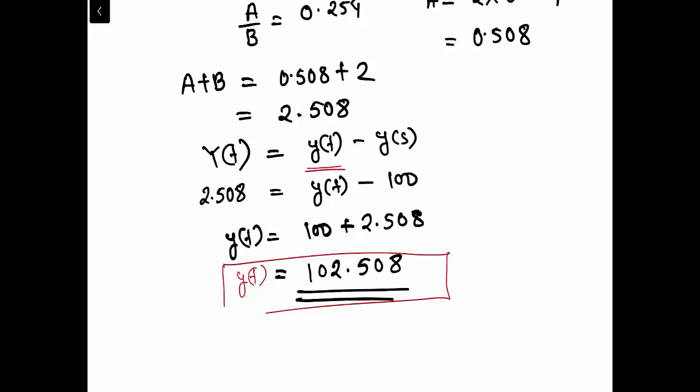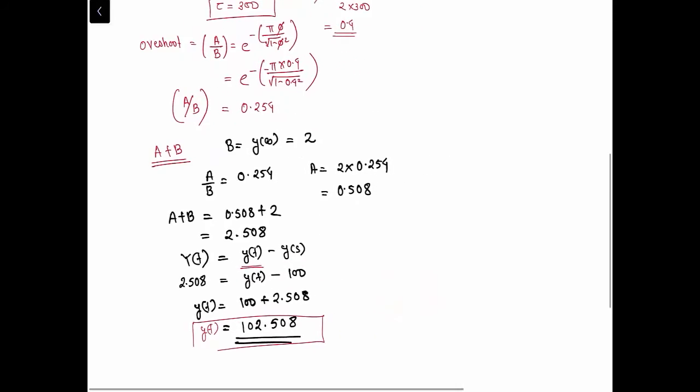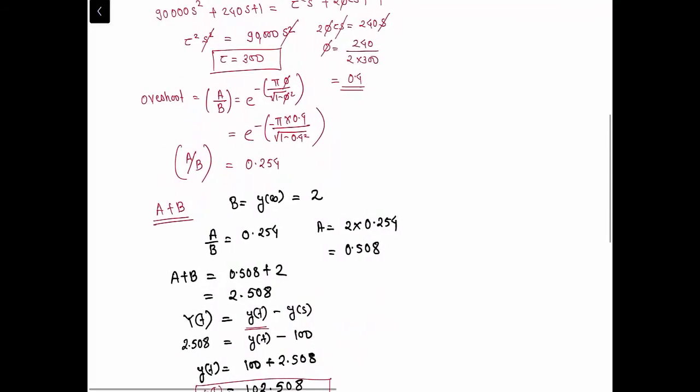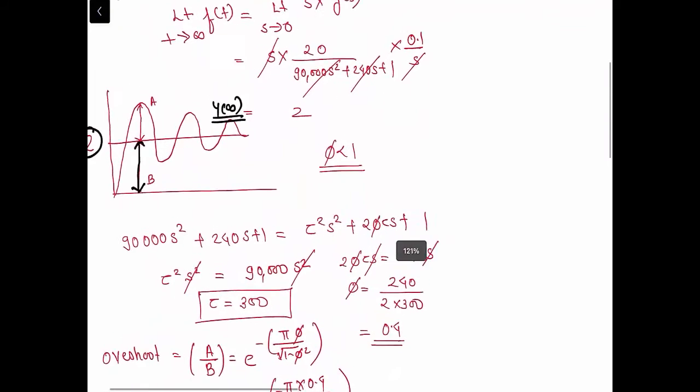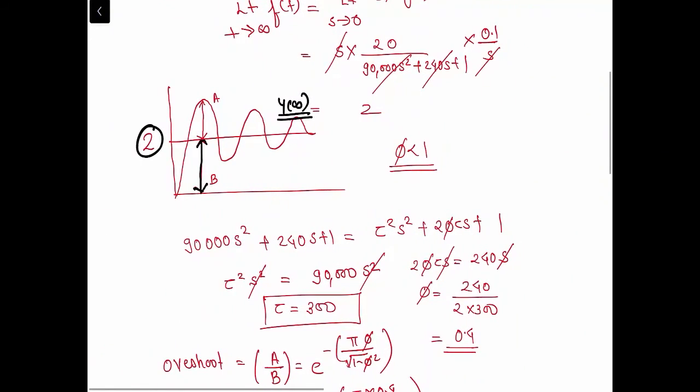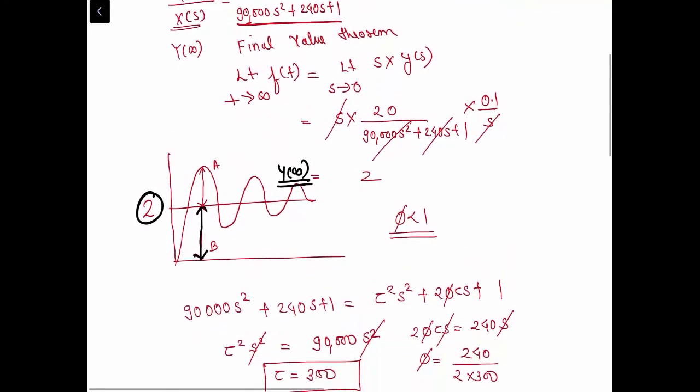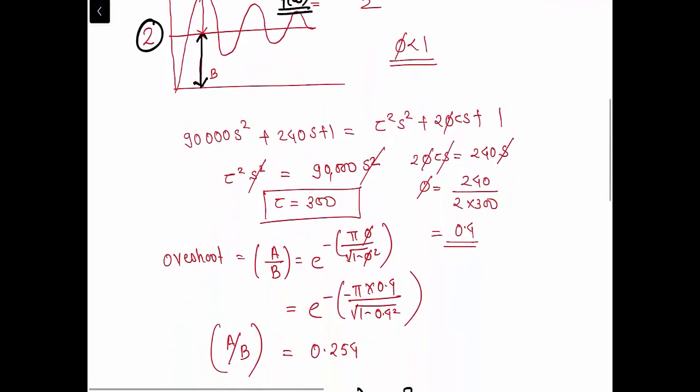Okay, so hope you have understood this question. If you see this question, the most important factor is you should know what is y infinity. That we have calculated from the final value theorem. Then you have to compare this with the basic form of second order system to check whether the system is underdamped or overdamped. So here 0.4 is coming, so the system is underdamped.